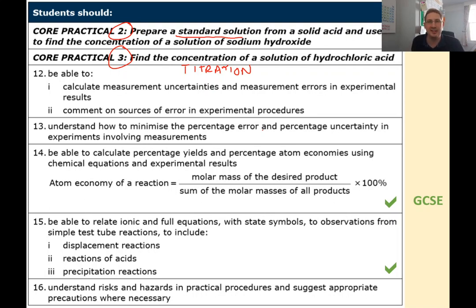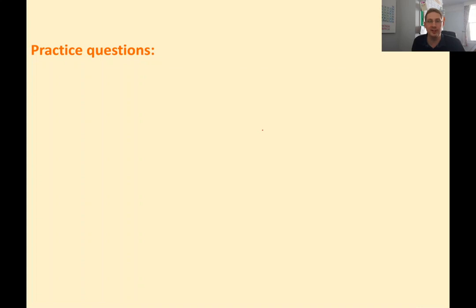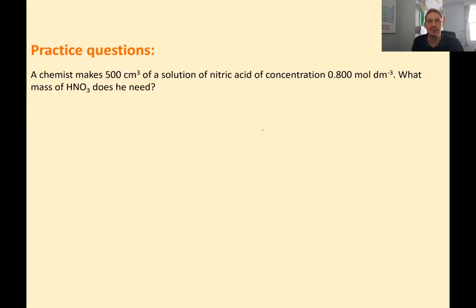Again, trying to make these a little bit more grown up than GCSE, so thinking about what the dangers are rather than default stuff. So going to titrations: a chemist makes 500 centimeters cubed of a solution of nitric acid of concentration 0.8 mole per dm cubed. What mass of nitric acid, or hydrogen nitrate, does he need?